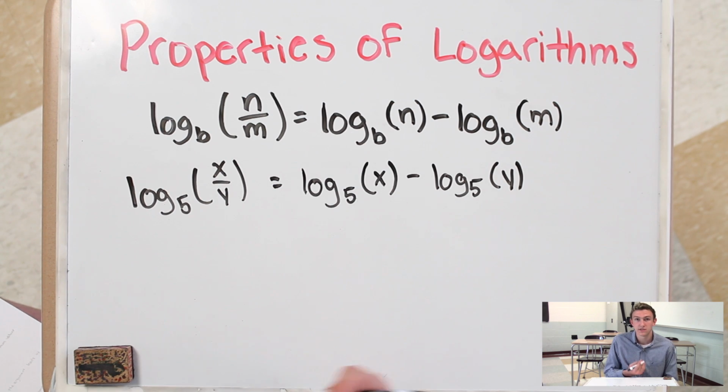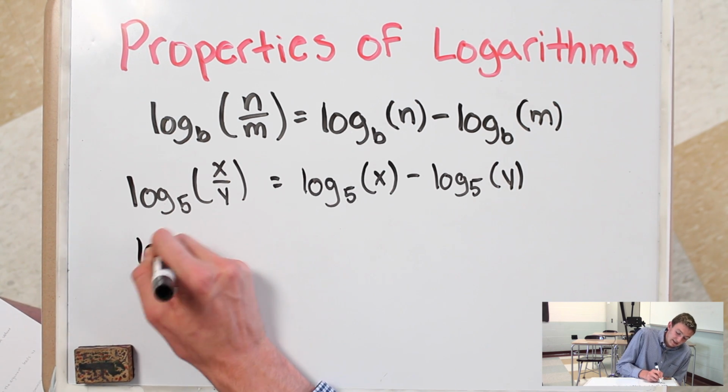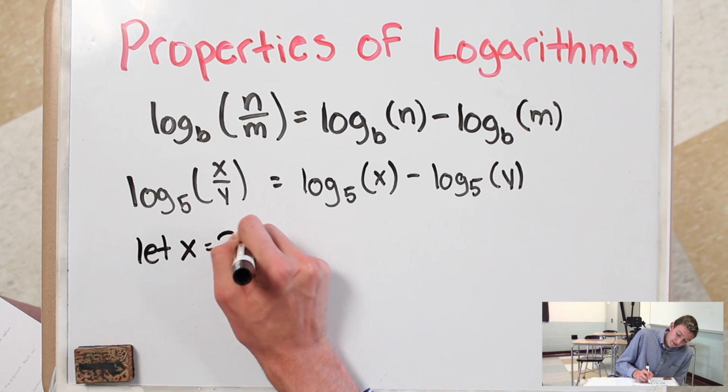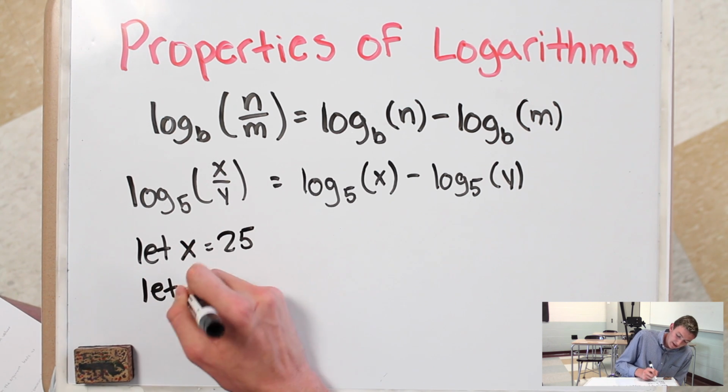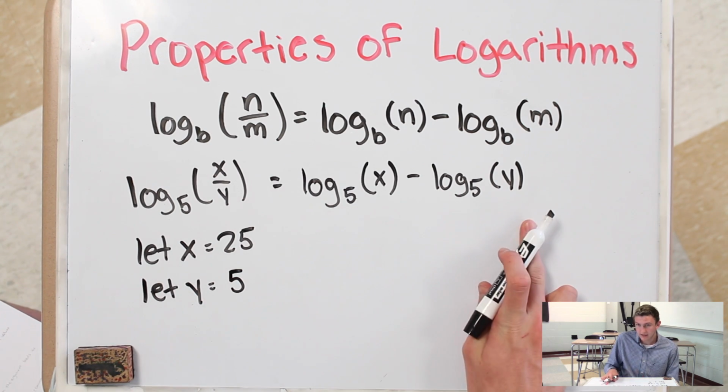So let's substitute in some integer values to see how it works that way. So let's let x equal 25, and let y equal 5. Okay, so let's start with this side.